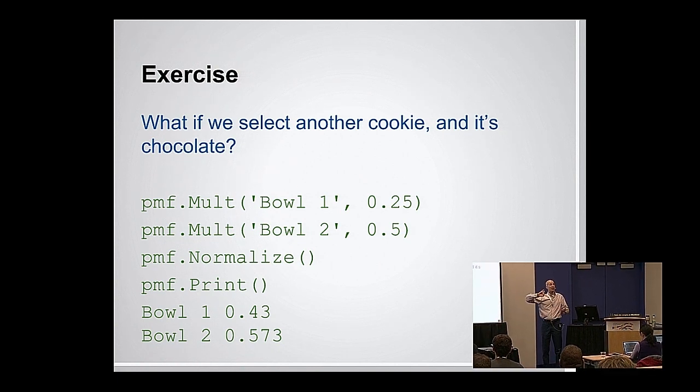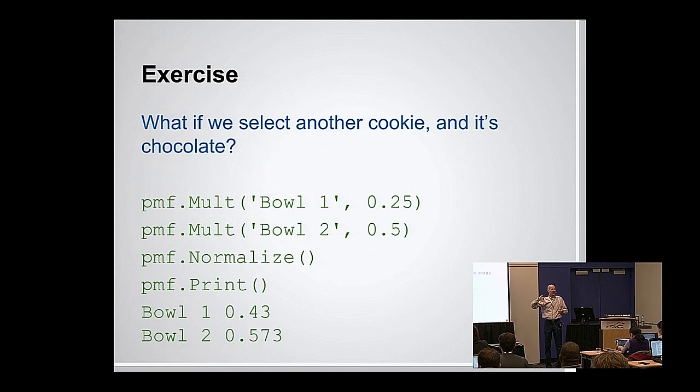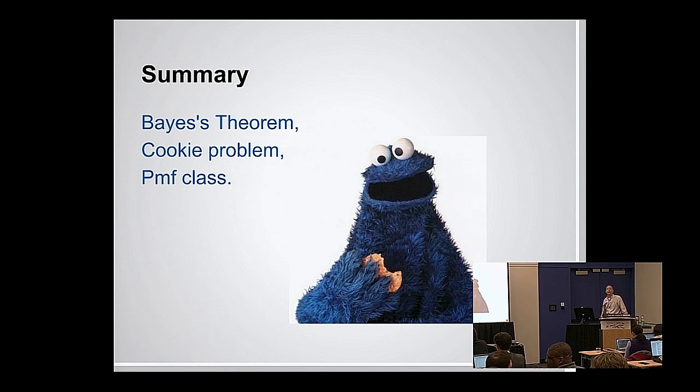And now what we see is that we've actually changed our minds a little bit. The posterior probability for bowl 1 is now 0.43, and bowl 2 has jumped up to 0.57, or almost 0.58. Okay. So having seen one chocolate and one vanilla, we now are somewhat inclined. It's kind of weak. We haven't moved the needle very far, but we're somewhat inclined to think it's probably bowl 2.